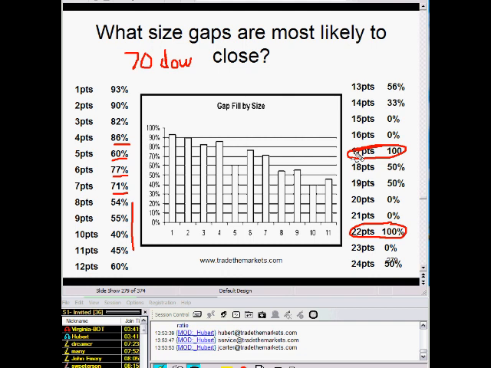So now, if you're just playing pure gap data and you know nothing else, there's a gap up on the Dow Minis on a Thursday and it's 20 points.